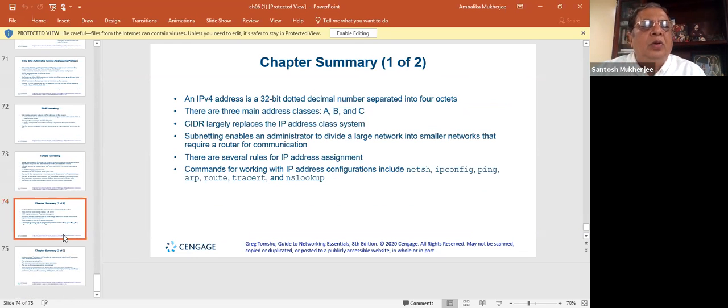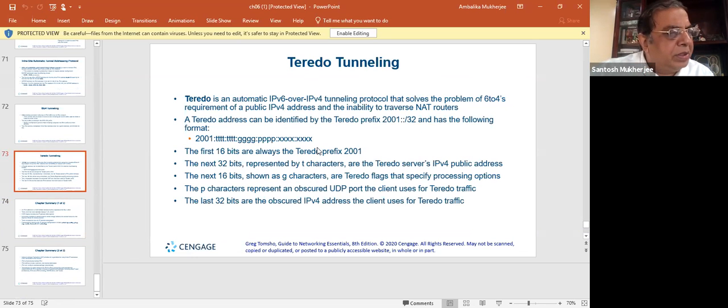So this Teredo address has the first 16 bits as always the Teredo prefix, and the next 32 bits represent the IP address of the Teredo server. The next 16 bits are the Teredo flags, which specify processing options, and the following bits represent the obscured UDP port, and the client uses it for Teredo traffic.